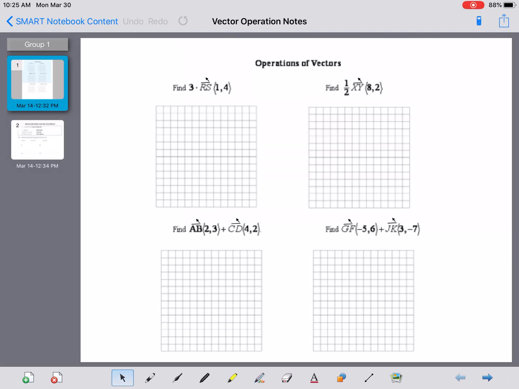Welcome back, geometry students. Today we are going to do some operations of vectors. A couple of things I want to remind you of from our last set of notes: when you see a vector, let me get my pen ready to go here.